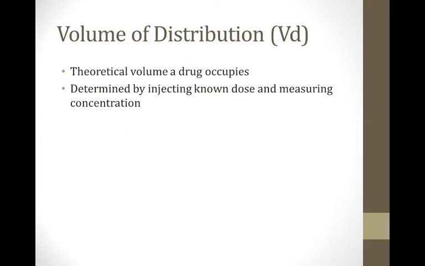So bioavailability was one important concept under pharmacokinetics. And now we're going to talk about a second one, and that's called the volume of distribution of a drug, usually abbreviated V sub D. This is the theoretical volume that a drug occupies inside the body, and is determined by injecting a known dose of the drug and then measuring the concentration that's achieved in the bloodstream.